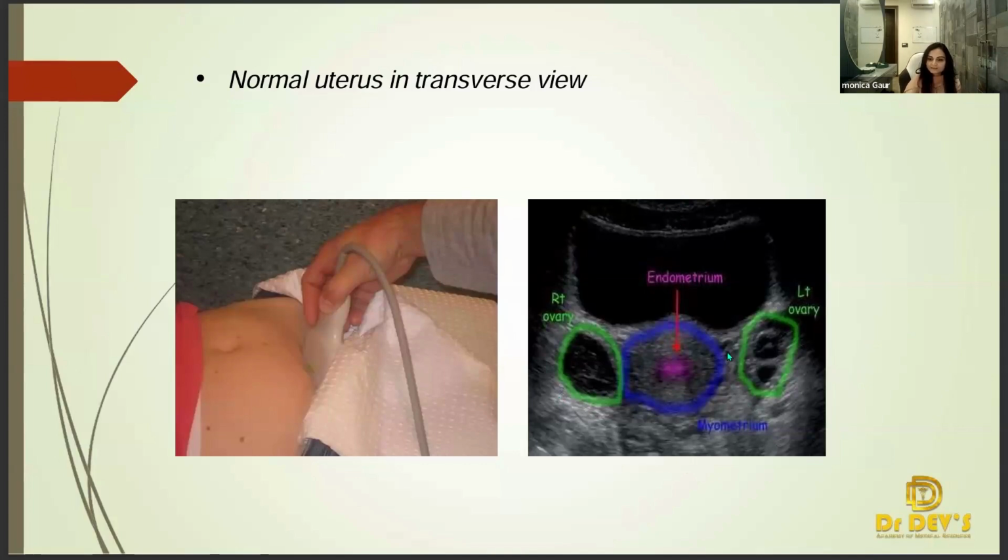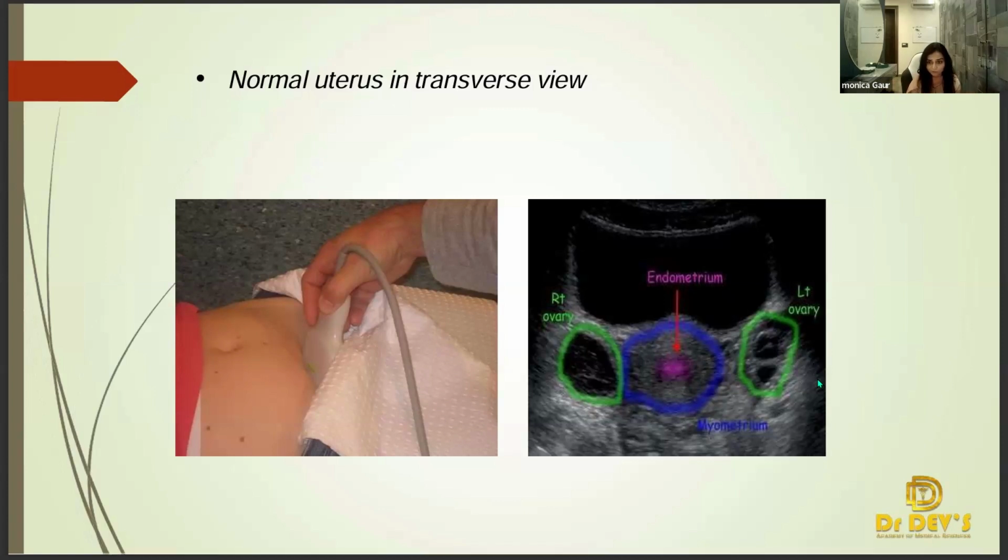So we put the probe like this. We see the uterus in view. We see both the ovaries on either side of the uterus. This is a perfect condition. This is a perfect patient when we are able to see both the ovaries on either side of the uterus.